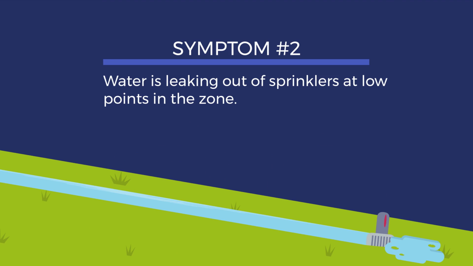When the zone shuts down, all of the water in the line running to that zone flows downhill to the lowest sprinkler where it can leak out. To address this, add a check valve in the sprinkler. Manufacturers sell check valves separately or pre-installed in the check valve version of the sprinkler.